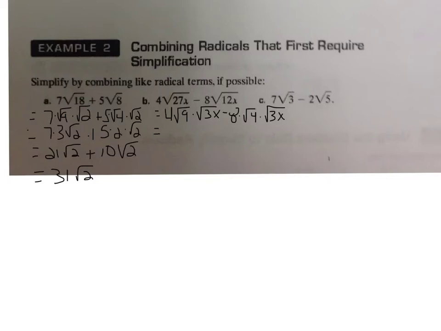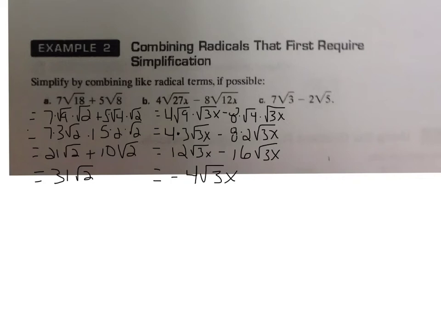The square root of 9 is 3, so we got 4 times 3 times the square root of 3x minus 8 times 2 times the square root of 3x. This is a times, by the way, not a minus. So 4 times 3 is 12, square root of 3x. This is a minus, and then 8 times 2 is 16, square root of 3x. 12 minus 16 ends up with a negative 4, square root of 3x.